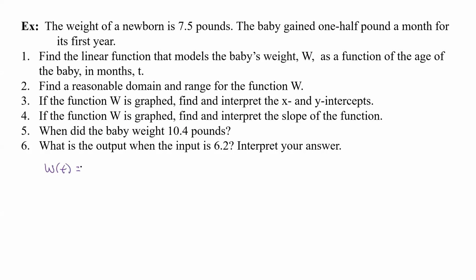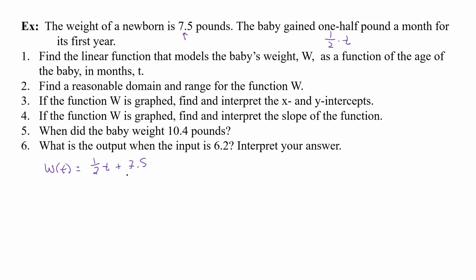And so what is that going to be equal to? Well, it gains 1/2 a pound per month. So that's going to be 1/2 times, and it says time is t in months. So that's 1/2 t. And it initially starts at 7.5 pounds. So if we write this in a linear fashion, that's going to be 1/2 t plus 7.5. And again, 1/2 is our pounds per month gained, times t, which is the number of months, plus our initial weight.